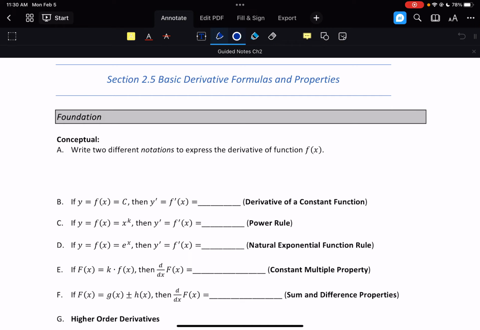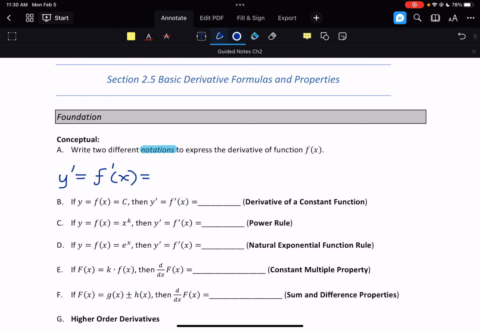So to start off, we're just going to start listing off a bunch of different derivative rules that we might need, and we're going to draw a bunch of examples using them. So first thing to talk about are two different notations that we use to express the derivative of a function f of x. So we have our standard f prime of x, that prime notation, which you could also just write as y prime if you have a function y equals f of x.